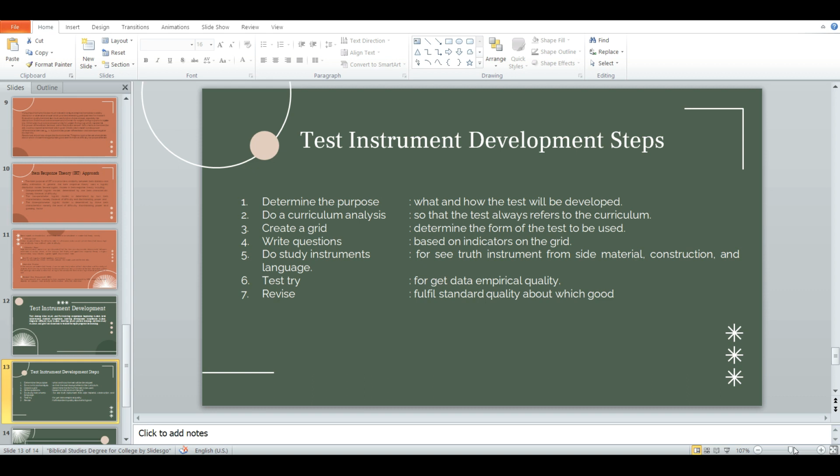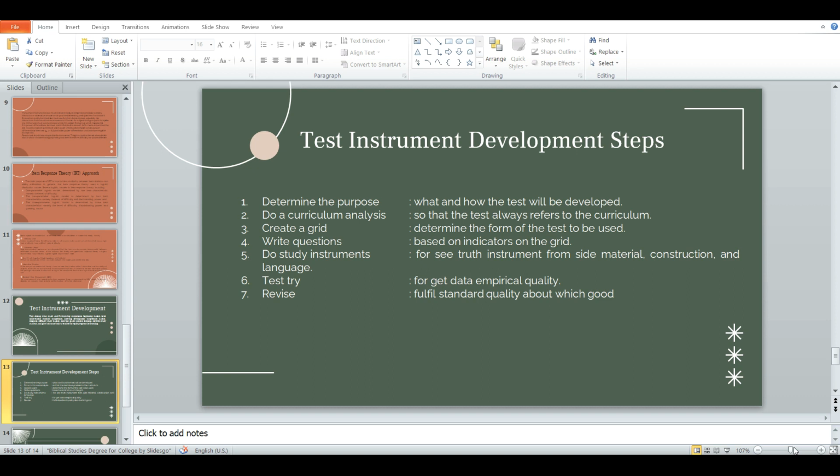And the second is do a curriculum analysis, so that the test always refers to the curriculum. This step is intended so that in the process of developing test instruments, it always refers to the curriculum, namely the basic competency standards that are being used. The instrument developed should be in accordance with the indicators of achievement of a KD contained in the content standard.